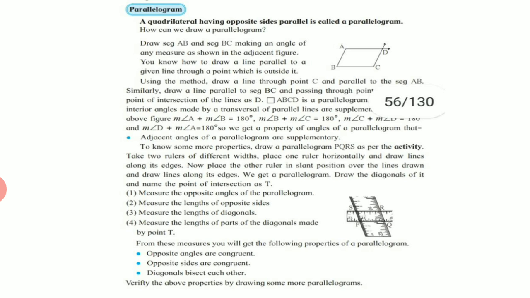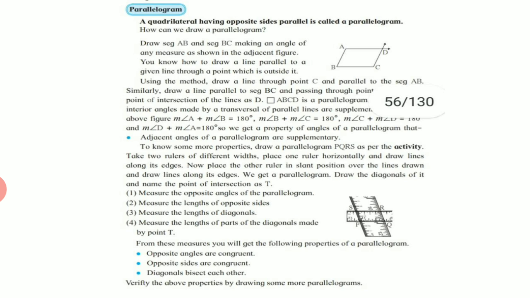Draw segment AB and segment BC making an angle of any measure as shown in the adjacent figure. You know how to draw a parallel line to a given line through a point which is outside it. Using the method, draw a line through the point C and parallel to the segment AB. Similarly, draw a line parallel to segment BC and passing through the point of intersection of the lines as D.